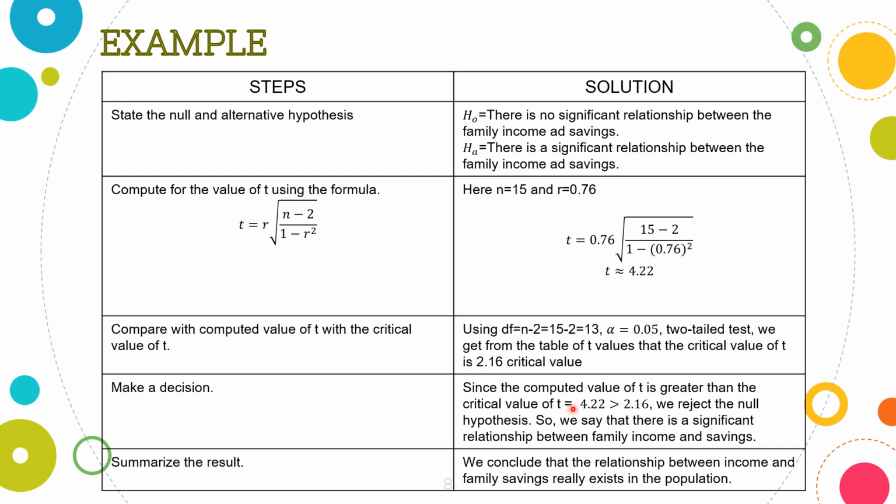Since the computed value of t is greater than, is it greater than? Yes. Our computed value of t is 4.22 and the critical value is 2.16. So, the t value is greater than the critical value, which is 4.22 is greater than 2.16. Then, we reject the null hypothesis. Okay? So, we say that there is a significant relationship between family income and savings.